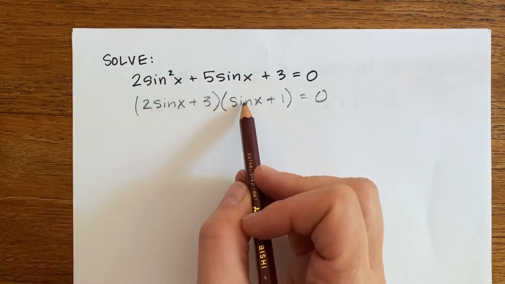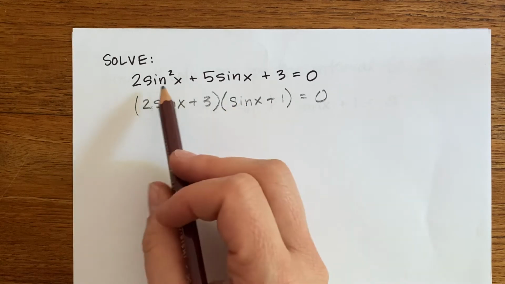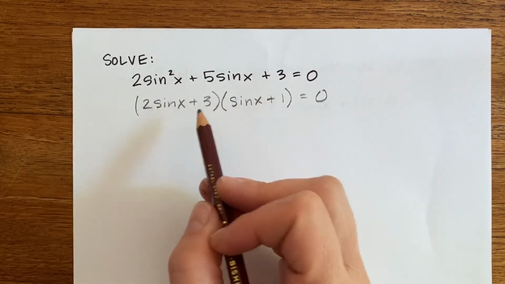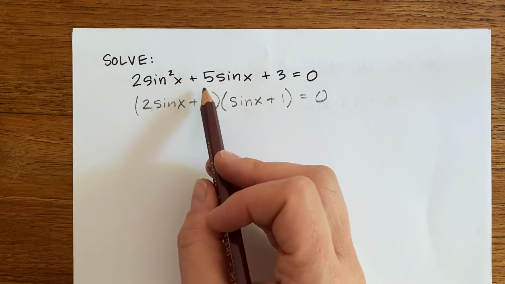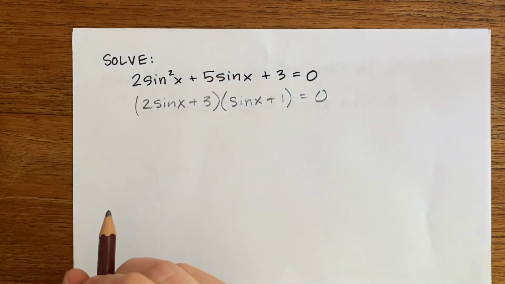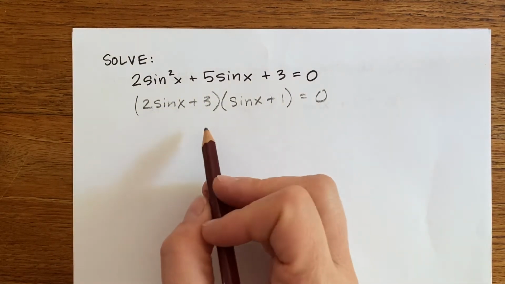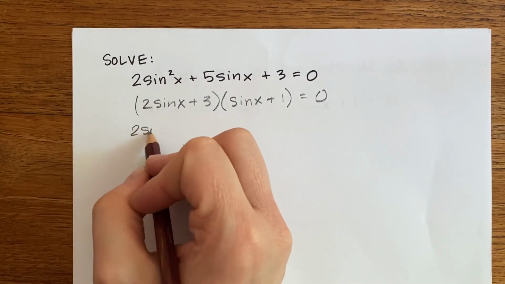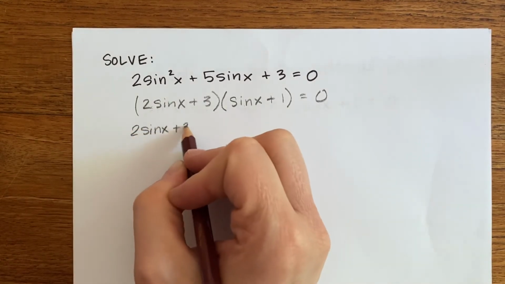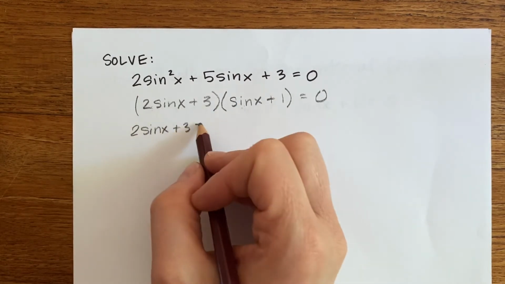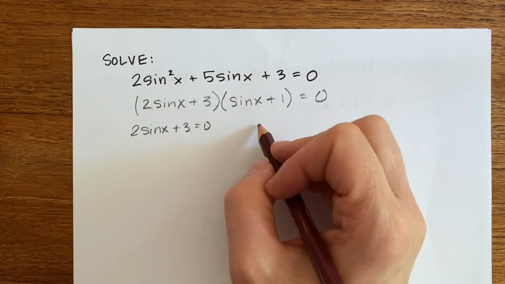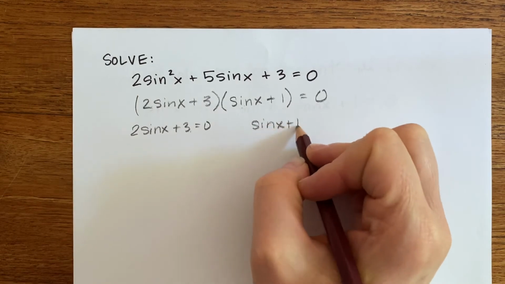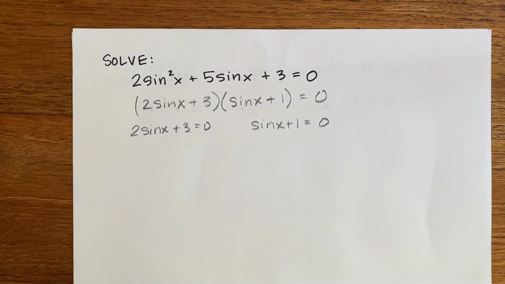2 sine x times 1 sine x is 2 sine x squared. 2 sine x, 3 sine x, 5 sine x, and positive 3. So there you have it. Now, again, we can use our principle of zero products to say that if two numbers multiply to make 0, one of them or both of them are 0, and we solve for both cases.